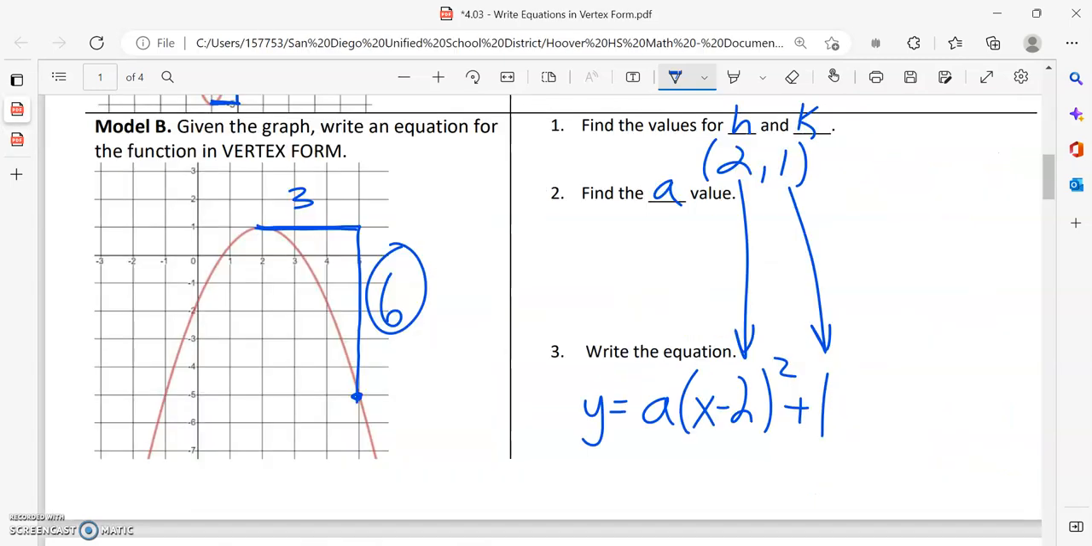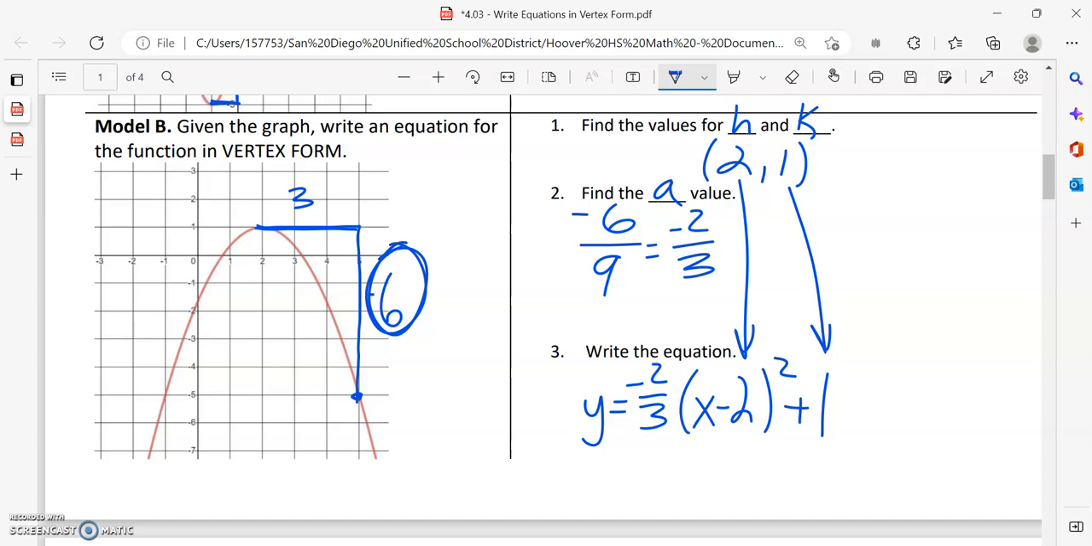So our actual A value is going to be this number over what we should have done. It's actually negative 6, by the way. It went down 6, not up 6. Negative 6 over 9 can be simplified to negative 2 over 3. So that's our A value, okay?